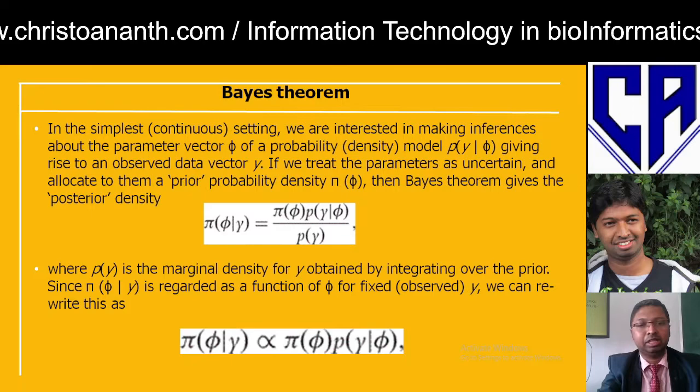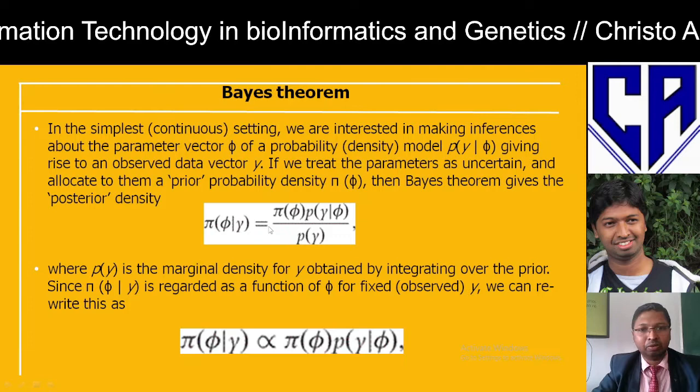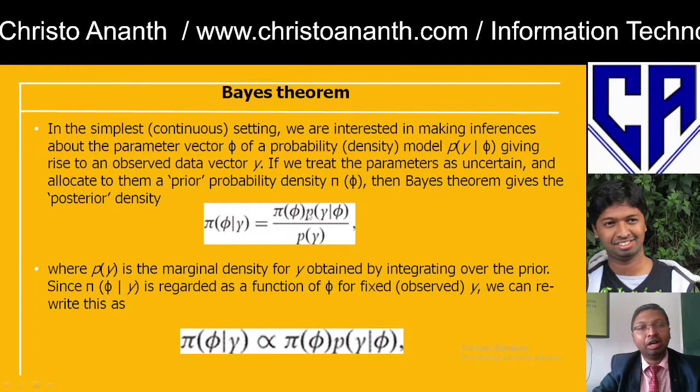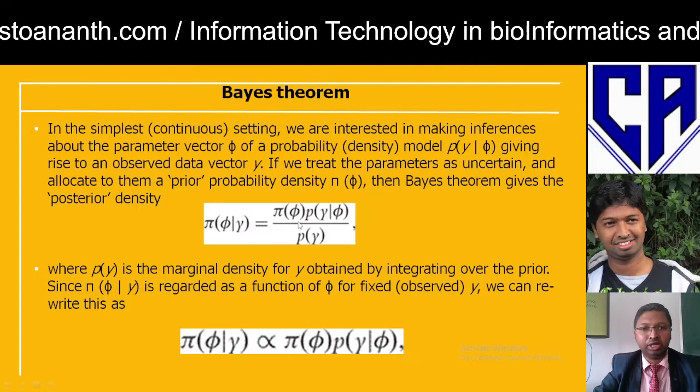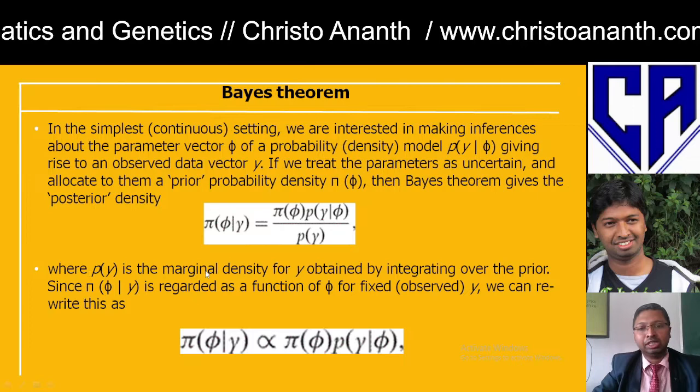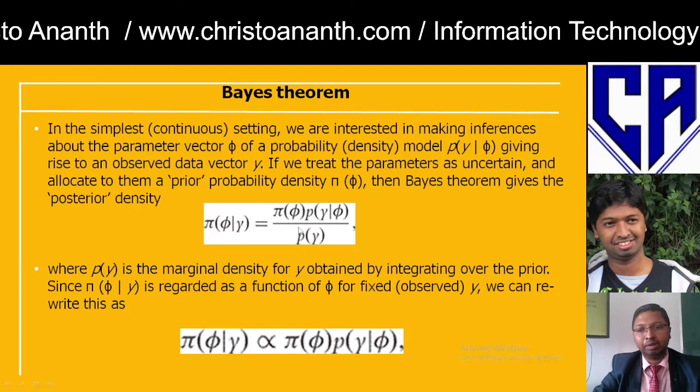The left hand side is the posterior density, and we have the prior probability density pi(phi). P(y|phi) is the mathematical model that is going to be associated, divided by P(y). P(y) is the marginal density for y, the normalizing factor of the data vector y. It is generally obtained by integrating over phi.